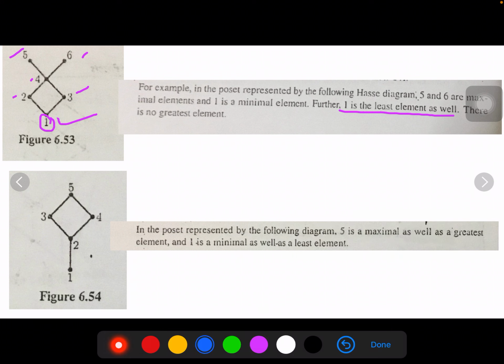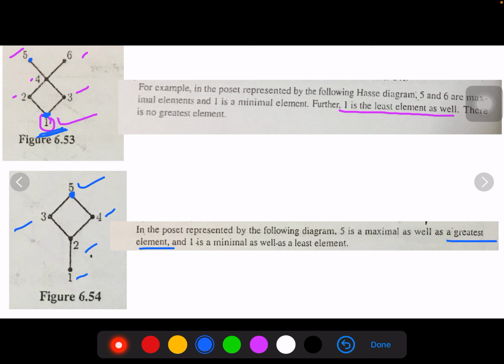Here, maximal element is 5, right? Only 5 is above all these 1, 2, 4, 3, 4. 5 is above all this, and also 5 can be treated as a greatest element. Why? Because it's closed. You can also notice that one thing here, this point is closed, therefore you are getting the least element.